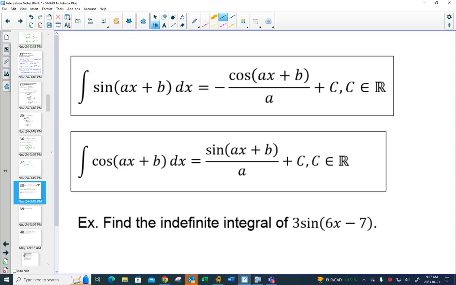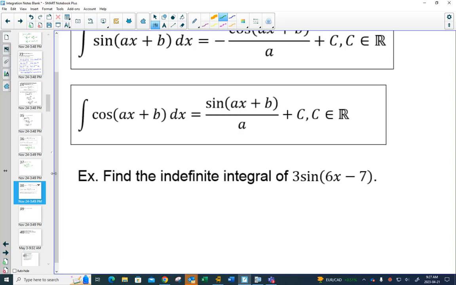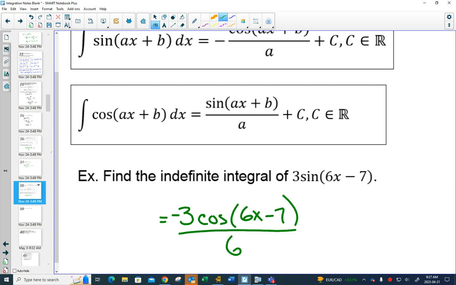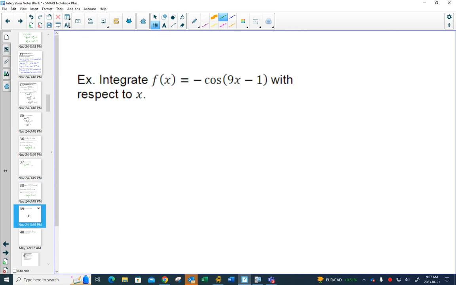Sine and cosine. Working from cos to sine would be negative, so working backwards, we'll have the negative. And, of course, chain rule causes us to divide by 6, plus c.